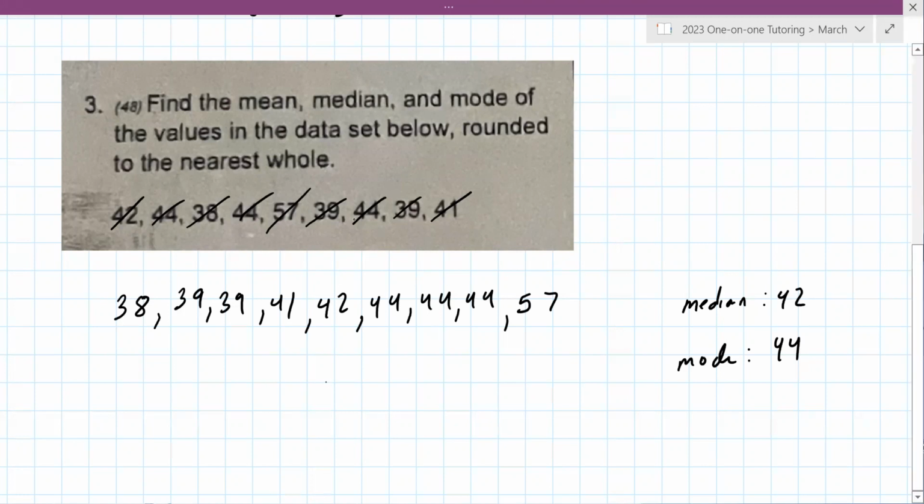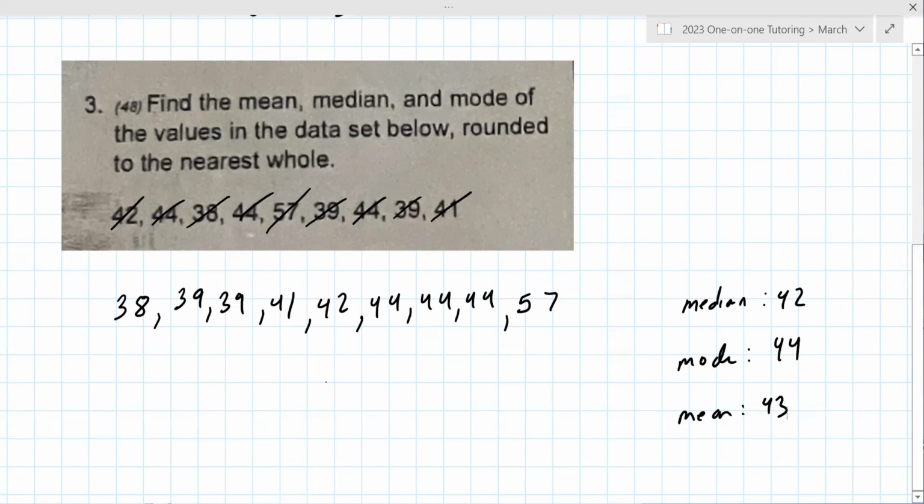Round to the nearest. See how it says round? I guess you can do it. We'll say 43. And if you need that sum, I'll give you the sum there so you can show your work. It's 388 divided by 9, which is 43. Any questions?